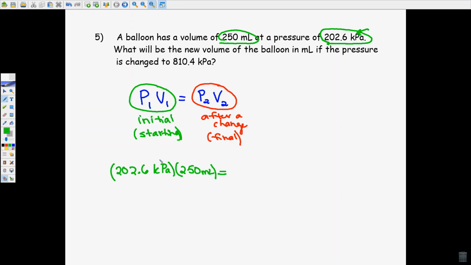The next thing we're going to do is look for the pressure and volume after a change occurs. It says, what will be the new volume? So that's our question. We're going to be looking for that new volume, or V2. It says, of the balloon in milliliters, if the pressure is changed to 810.4 kilopascals. So again, we're working in kilopascals, so the units of pressure are the same for the initial and the final set. So I'm going to plug that pressure in for my P2.